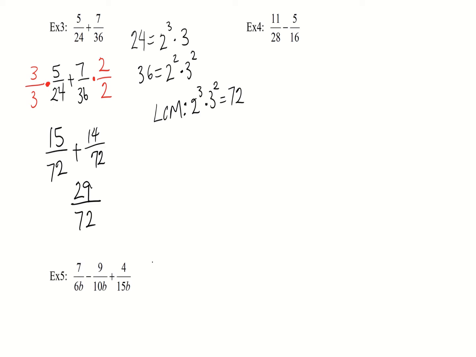And that's it. We can't reduce that. 29 is a prime number, so there's nothing else we can do to that. So our final answer for example 3 is 29 over 72.